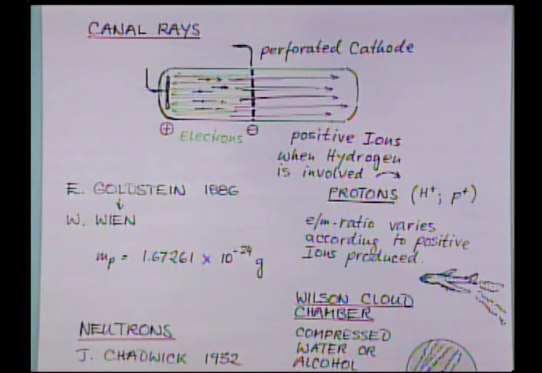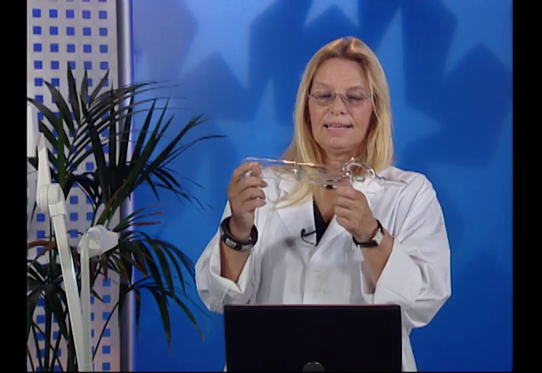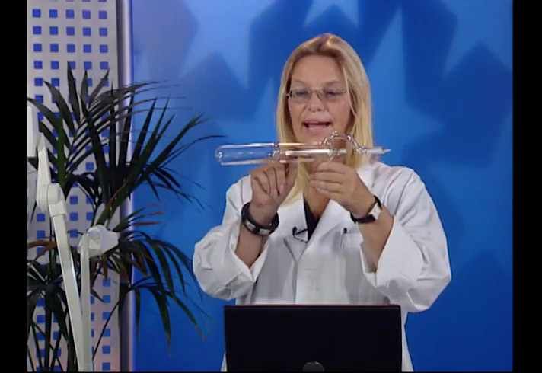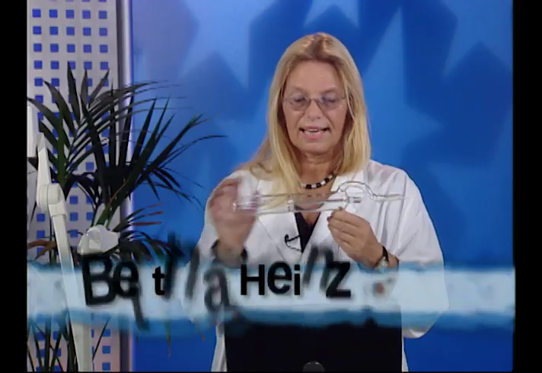So this is my canal ray tube, and you see how it's perforated? The cathode is perforated, the anode is on the other side. So that means the cathode rays would go in this direction, and the canal rays would fly right through the cathode, because they are positive, so they'll be attracted to the negatively charged cathode. So the beams are coming out on the other side.